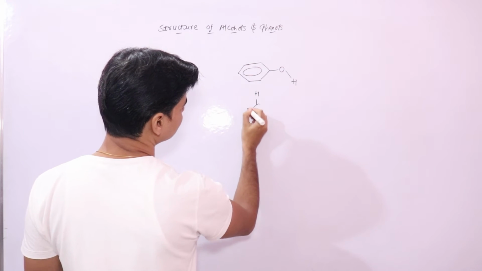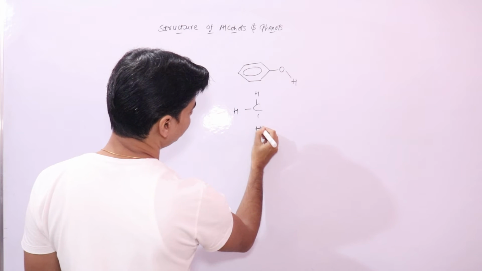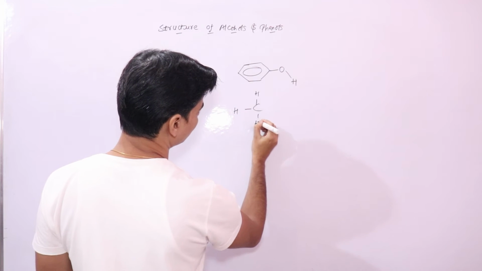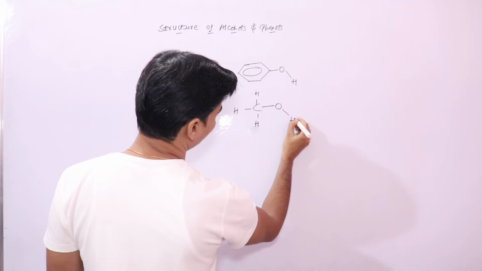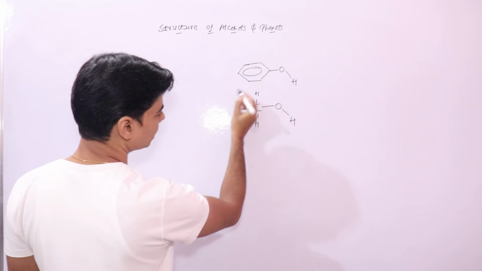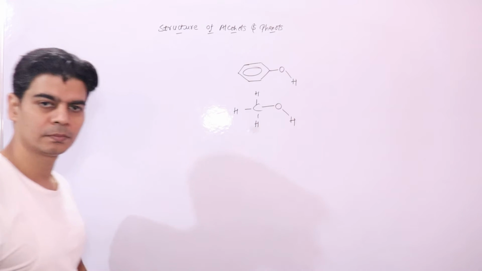Whereas let's take a simple alcohol, let's say methanol, right? Here this OH is attached to this methyl group, right?